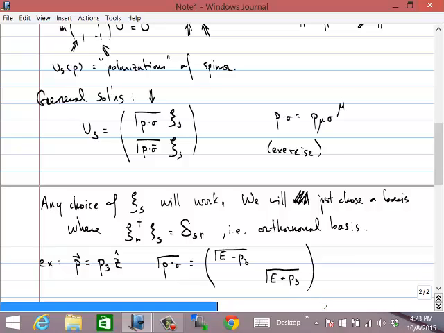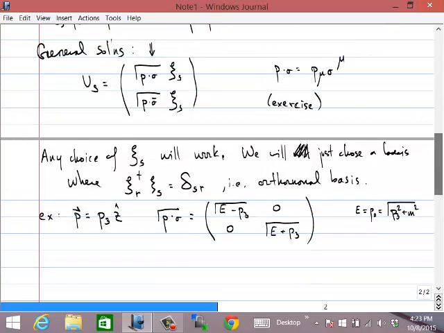Well, first write down the matrix P dot sigma. So E here is P0. So it's the square root of P3 squared plus M squared. P dot sigma is the matrix with diagonal entries E minus P3 and E plus P3. And to take the square root of a diagonal matrix, you just take the square root of the diagonal entries.